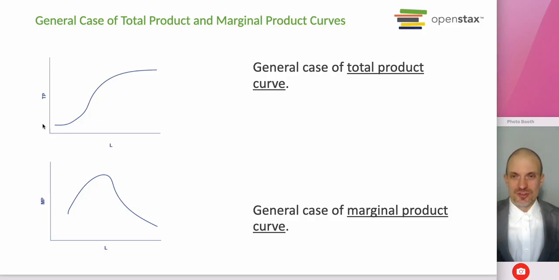Okay, so here's the general case of the total product curve. And then here's the general case of the marginal product curve. So rising and then flattening is total product, and then marginal product is going to rise initially, then fall, right? Marginal product, if you know calculus, is the first derivative of the total product curve. That's the idea.